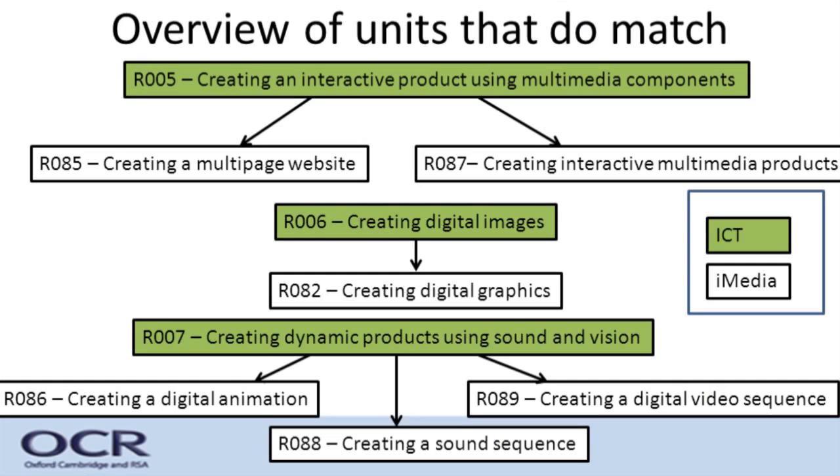Of the units currently available on the ICT course, only 3 directly match. However, many centres may find the transition from ICT to iMedia allows them greater flexibility, as from a single ICT unit 2 or more units from the iMedia course could be followed. For example, from R005, centres could choose to do R085 and or R087. Equally, from R007, centres could select either R086, R088 or R089, although R088 and R089 can't be done together.